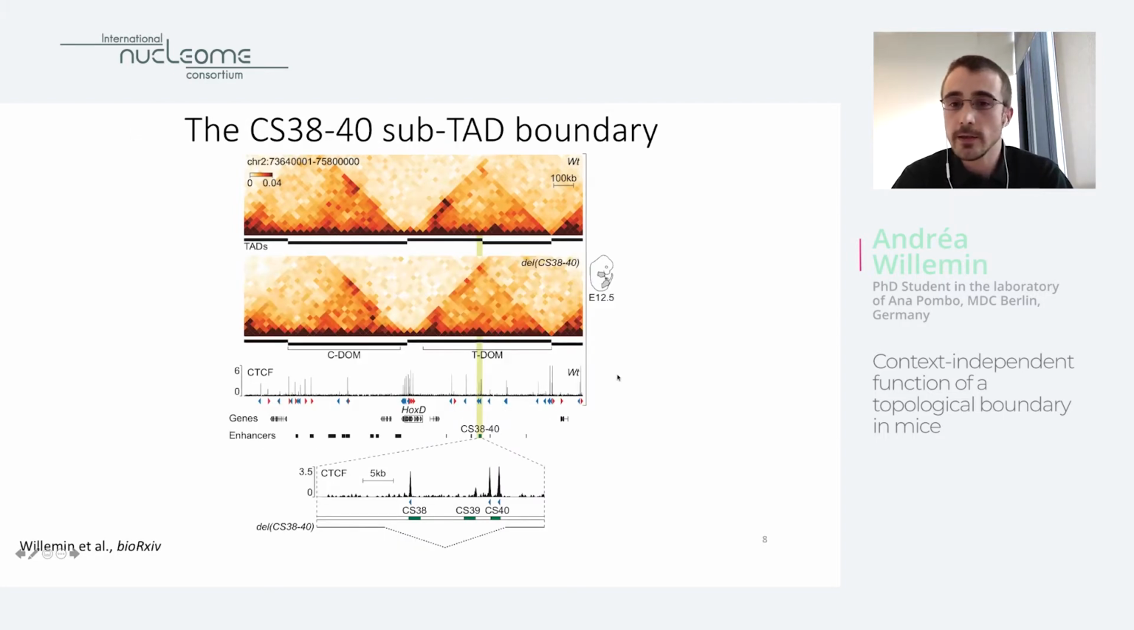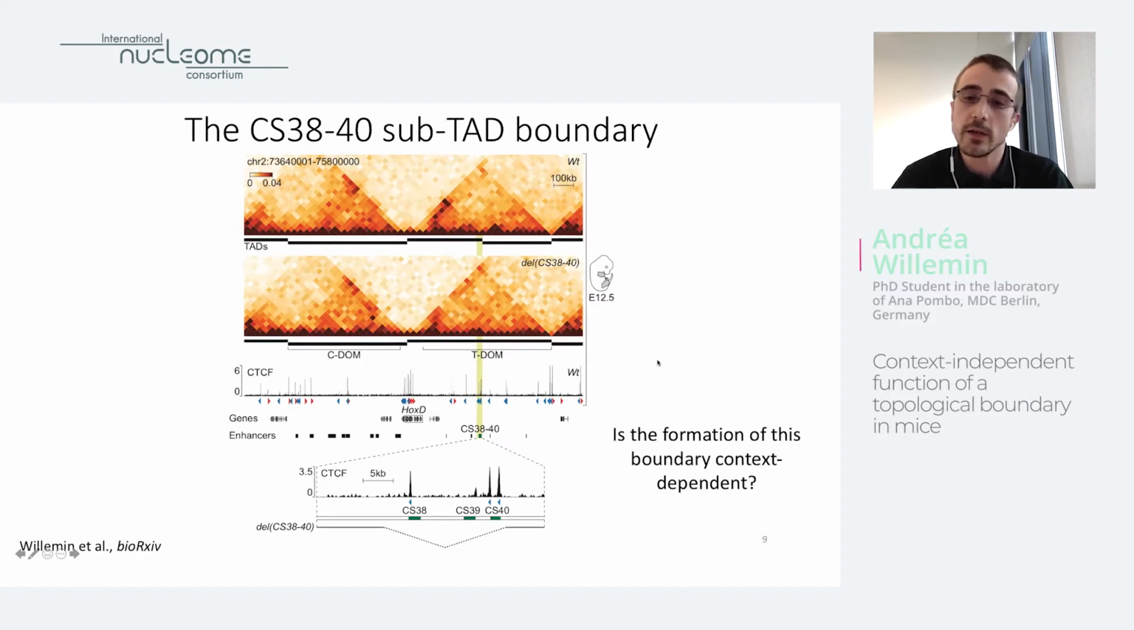And in the present study, we first demonstrated using Hi-C that upon deletion of region CS3840, the 2 subTADs of the T-DOM merge to form a single and more homogeneous domain, as you can appreciate on this Hi-C heat map. So based on this observation, we asked whether the formation of this boundary would be context dependent or not. In other words, if we were to place this region somewhere else in the genome, would it reconstitute a boundary there?